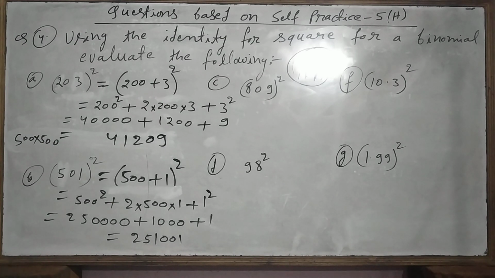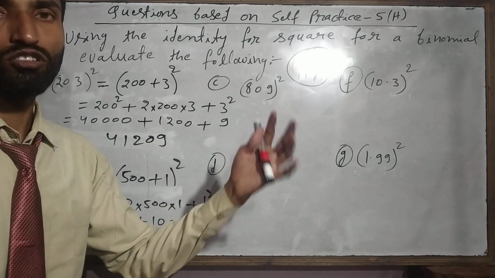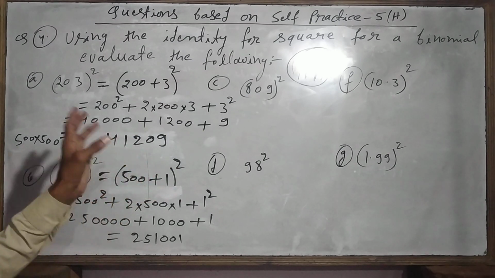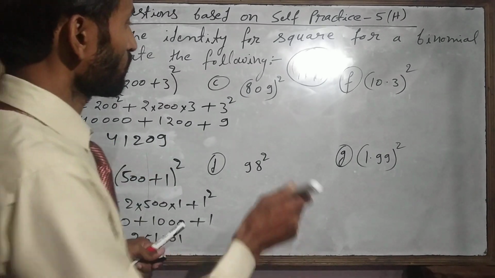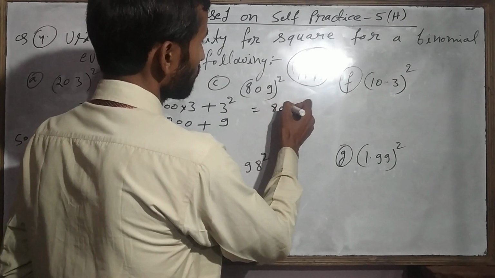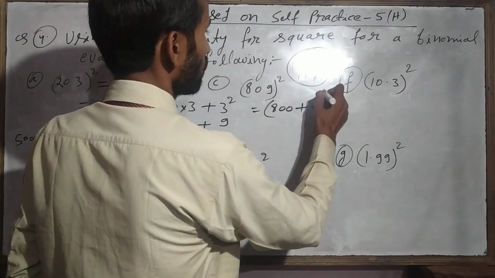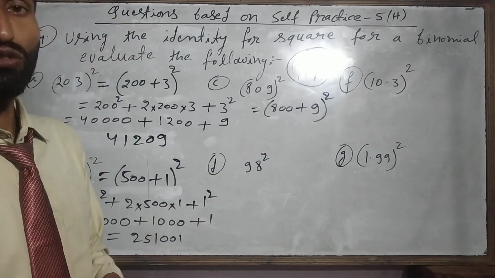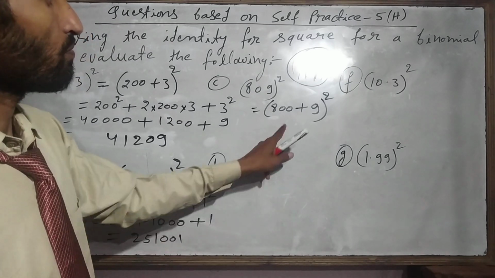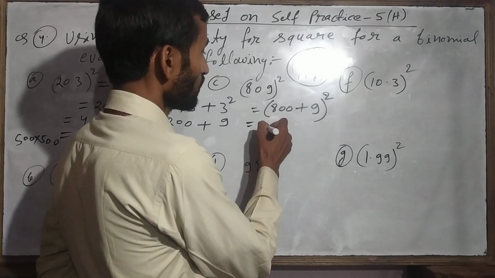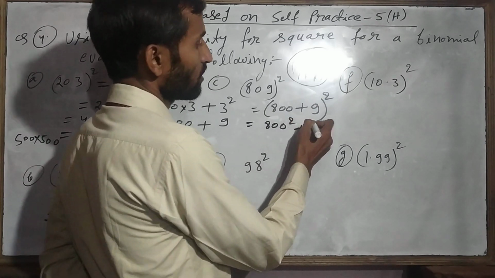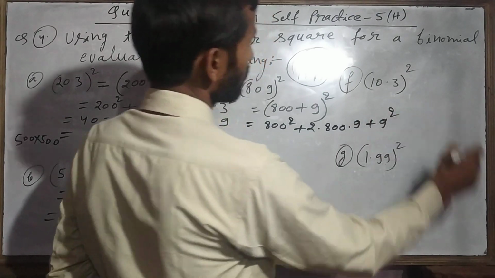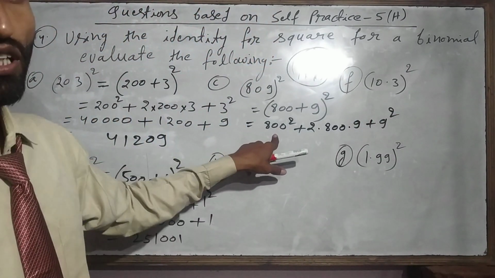Okay. Next one, here part C, 809 whole square is given. So how will I split it up? We have to split it into 2 parts, A plus B, like this. It will be split like this: (800 plus 9) whole square. Okay. A means 800 and B means 9. So again we have to use the formula (A plus B) whole square. So (A plus B) whole square means 800 square plus 2AB, 2 into 800 into 9, plus 9 square. Okay, so how much will 800 square come?